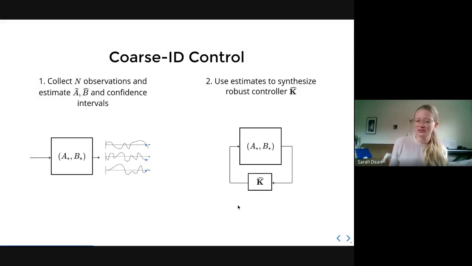And then you use that controller in feedback with the system and evaluate your performance based on how well that does. So this is how I'll go through the next part: first talk about this learning part, and then talk about the robust control part. And we'll build up to the result that I just showed.